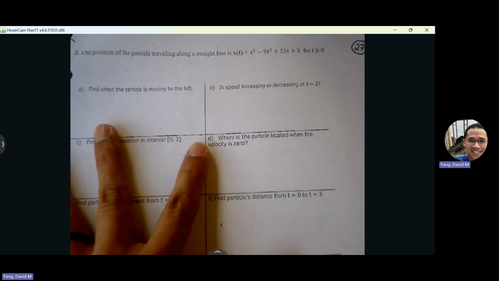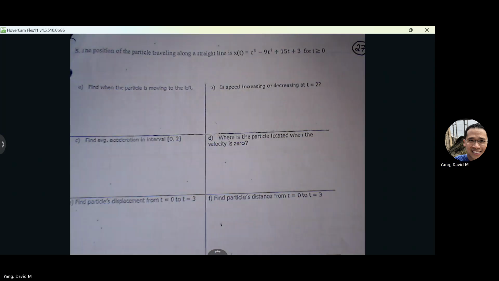Particle motion. So part A is already talking about when the particle moves. So if you look, the first job was your velocity sign line, right? So get your velocity function, set velocity equal to 0, find your critical numbers, calculate your velocity sign line, find your signs for each interval, and then that's going to help us answer a lot of the questions.